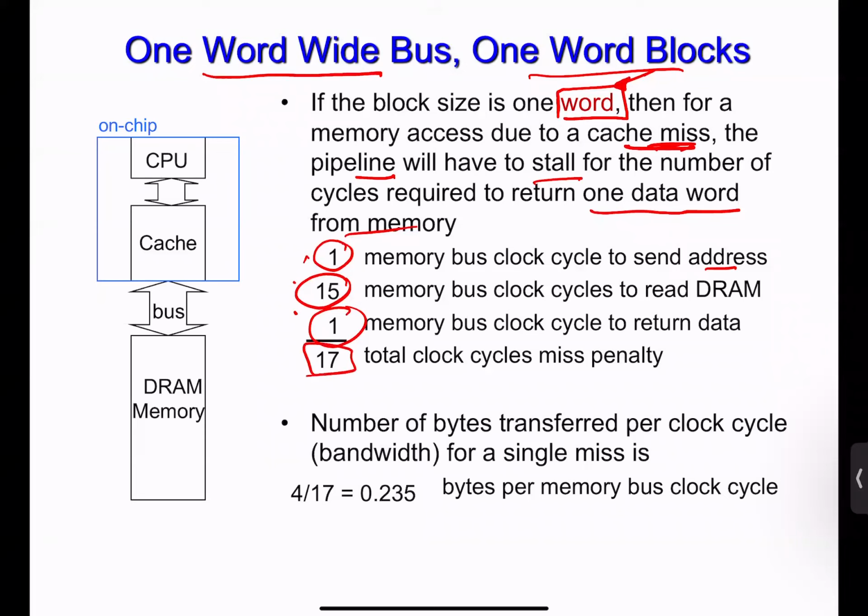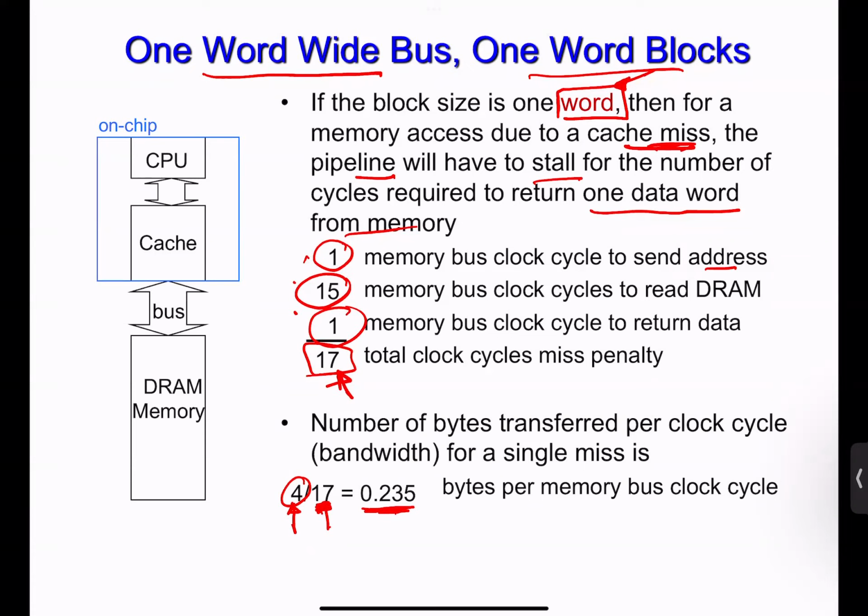So how do we calculate the bandwidth? In order to miss one word, I have to pay 17 clock cycles, correct? One word means how many bytes? 4 bytes, correct? So that's 4 divided by the total clock cycles. This means that I have 0.235 bytes per memory bus clock cycle. So this is my bandwidth. Of course, the higher the better.